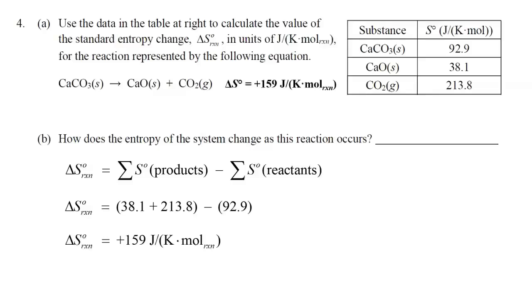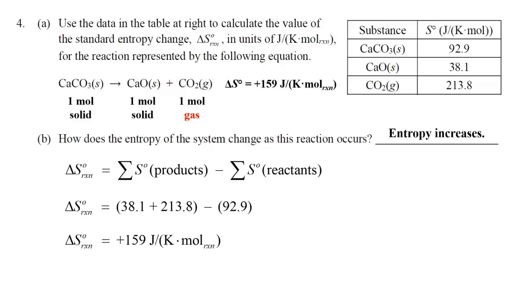Part B says, how does the entropy of the system change as this reaction occurs? Well, let's take a look at what's changing in terms of phases of matter. So we start with 1 mole of solid in the reactants. And then for the products, we have 1 mole of solid plus 1 mole of gas. So even if you hadn't done the calculation, you might already anticipate that we're going to have an increase in the entropy. So when you see a positive delta S for a reaction or a process, that means that the entropy is increasing for the system.